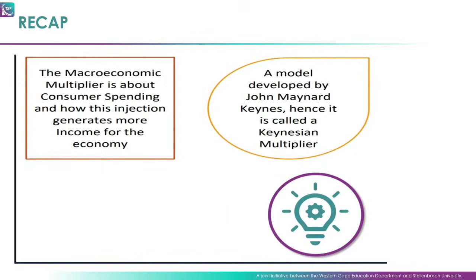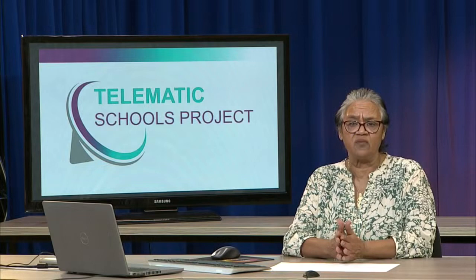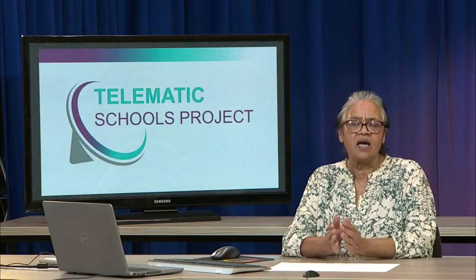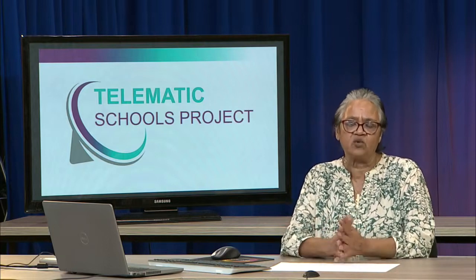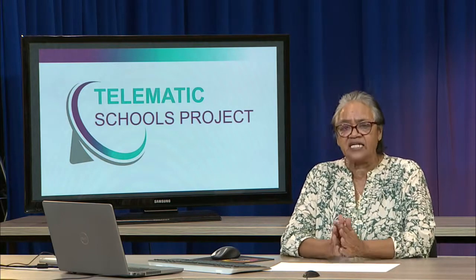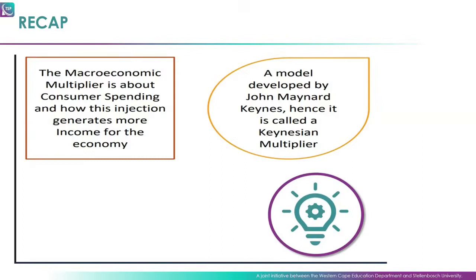Right, then just to recap what was done today, the macroeconomic multiplier is about consumer spending and how this injection generates more income for the economy. A model that has been developed by John Maynard Keynes, hence it is called a Keynesian multiplier. And therefore, the graph, as with anything in economics, you must know, the name of the graph is always called after whoever came up with the idea. So that's why we have the Keynesian 45-degree graph, which shows us the multiplier.